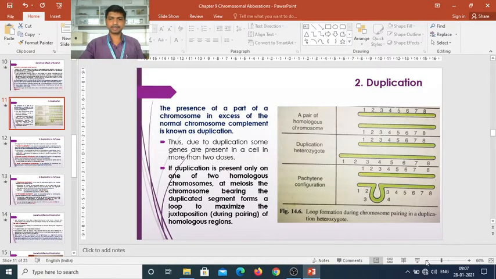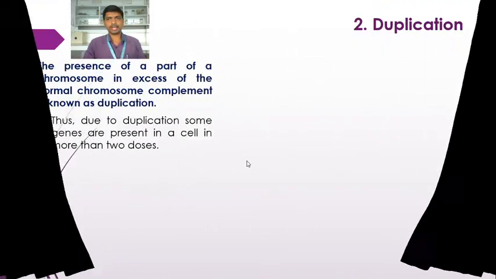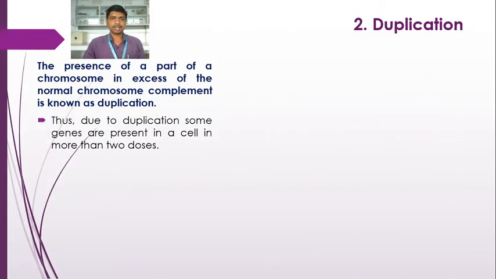Welcome back, dear students. We are dealing with the chromosomal aberrations. After completion of deletion, now in this lecture, we are going to study the second type of structural aberrations, that is the duplication.